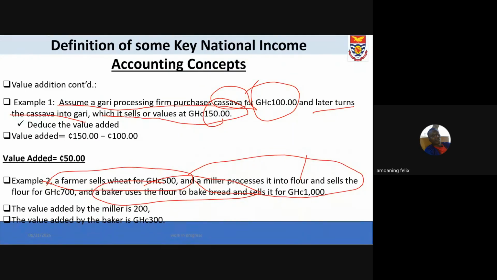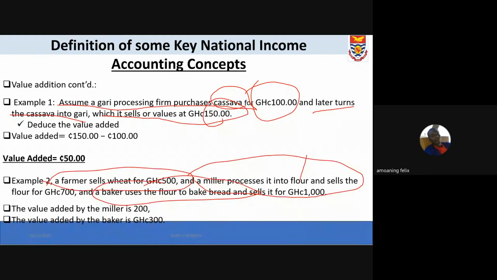You want to ask a question? Okay, Joshua, please go on. Yes, please. I didn't hear it well. The second one, the example. Which example? The flour. No, this one, the Gari. The assumptions. Yes, please.